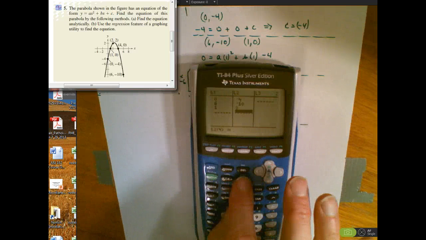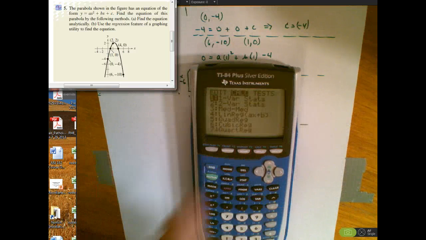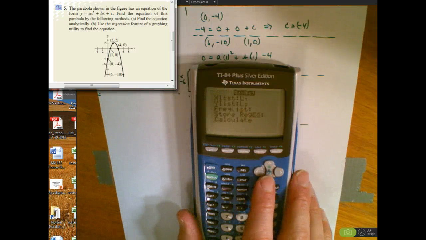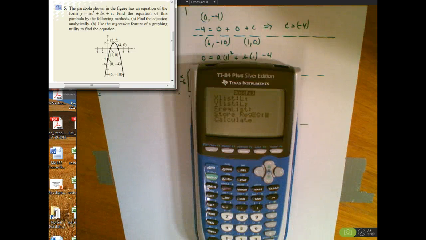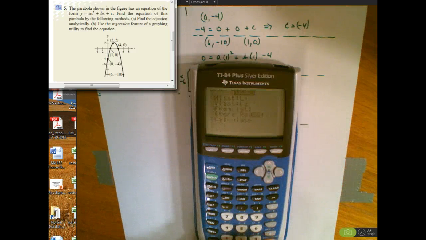Let's go to Stat, Calc. Cursor over to calc. Then we're going to use quadratic regression, which is number 5. The x list is L1, the y list is L2, and let's store our regression equation in y1. So we go Vars, Y-Vars, 1, 1, hit enter, and then calculate. With 3 points on a parabola, we get a perfect parabola, and notice our r squared is 1. The coefficients match what we expected for a, b, and c.